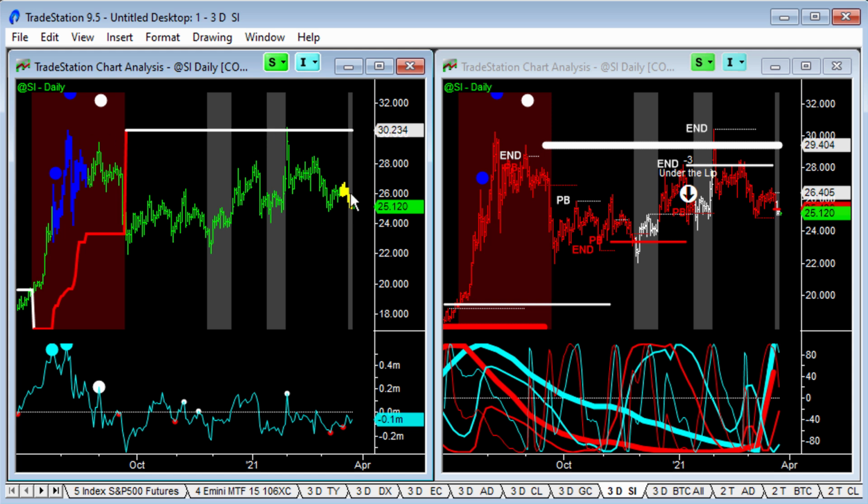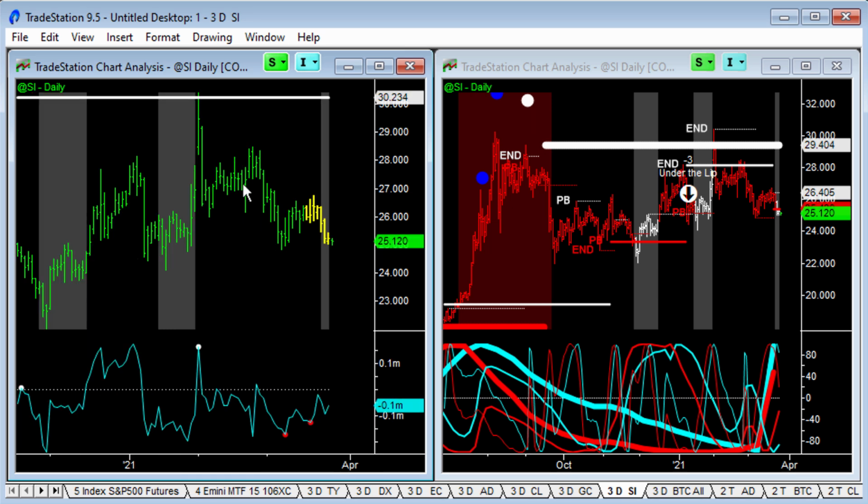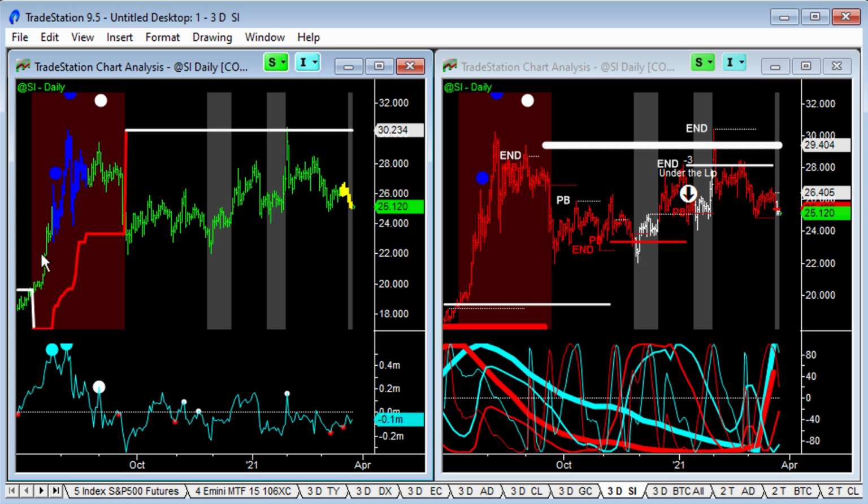What I find interesting at the moment is this last little move here was amateur up bars. So amateurs were thinking, higher low, buy it. Maybe we'll break 27. No, I don't think that's right. We're coming under the lip here for this kind of trade. You can see there was the signal a few days ago for under the lip. And we're breaking support in the intermediate time frame.